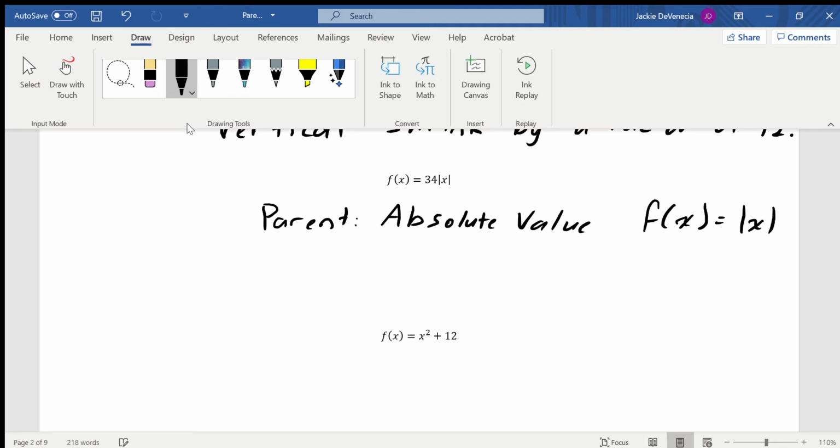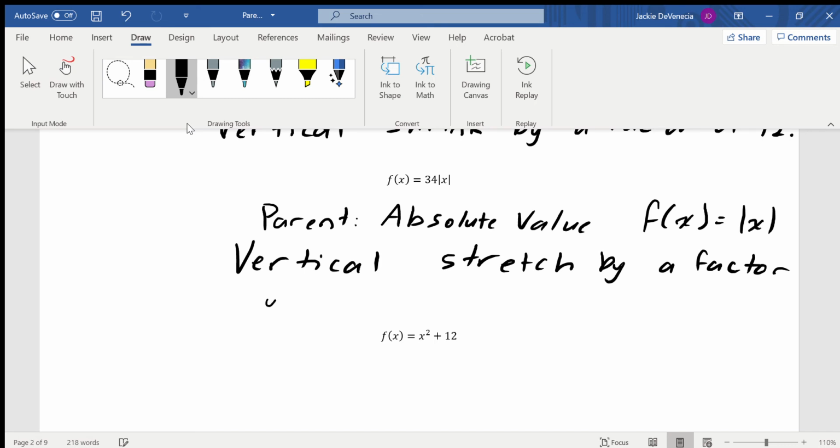Now, if I have to describe it, 3/4 is being multiplied, so I know it's going to be either a stretch or a shrink, right? But it's a whole number. So this part, it would be a vertical stretch. That means my graph is getting thinner by a factor of 3/4.